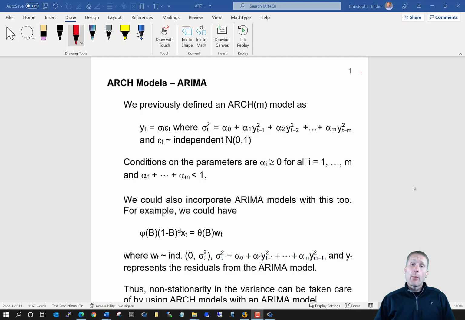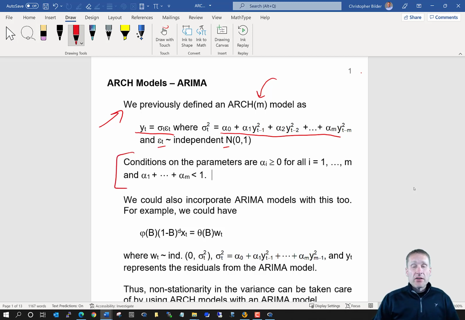Next, we're going to talk about how we can include ARIMA models with ARCH models. So previously, we've defined these ARCH models as follows. Let's say we have one of order m. Y sub t is equal to sigma t times epsilon sub t, where sigma t squared is a linear combination of these alpha parameters with past y values that are squared, and epsilon is distributed independent normal with mean 0, variance 1, where the normal distribution there is used for estimation.